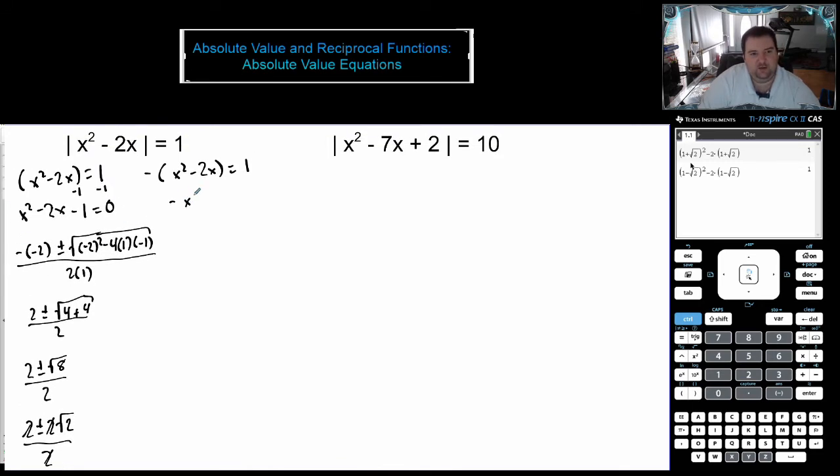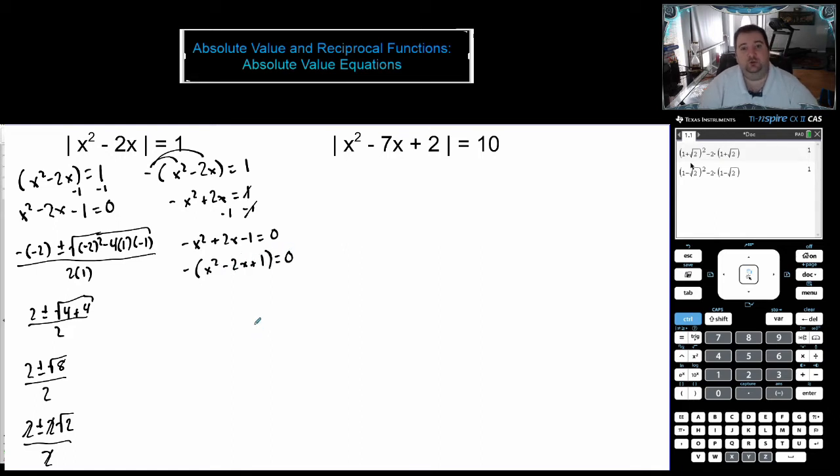So we have negative x squared plus 2x, distributing this negative sign, all right? Don't forget to do that. Equals 1. Let's subtract the 1 from both sides. So we're going to have negative x squared plus 2x minus 1 equals 0. Let's factor out the negative sign. So all of these are going to switch signs. So we're going to have x squared minus 2x plus 1.